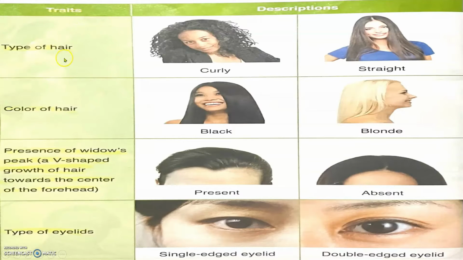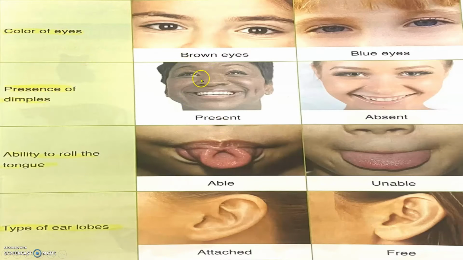Type of hair: curly, straight. Color of hair: black or blonde. Presence of widow's peak, a V-shaped growth of hair toward the center of the forehead: present, absent. Type of eyelids: single-edged eyelid, double-edged eyelid. Color of eyes: brown eyes, blue eyes. Presence of dimples: present, absent. Ability to roll the tongue: able, unable. Type of ear lobes: attached, free.